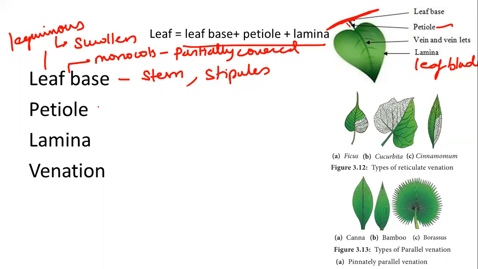Then when we talk about the petiole, the petiole is also called the stalk of the leaf. It is very thin, long and flexible.